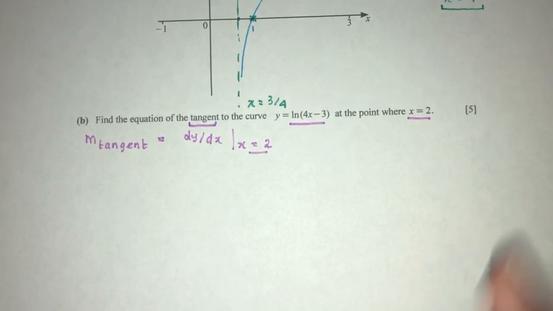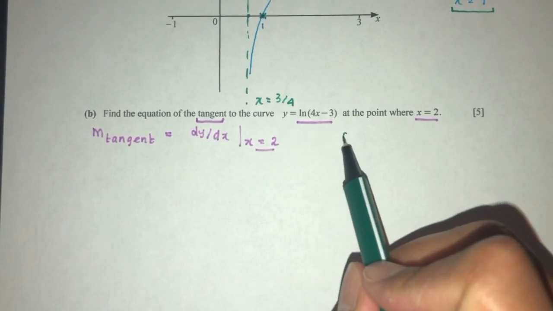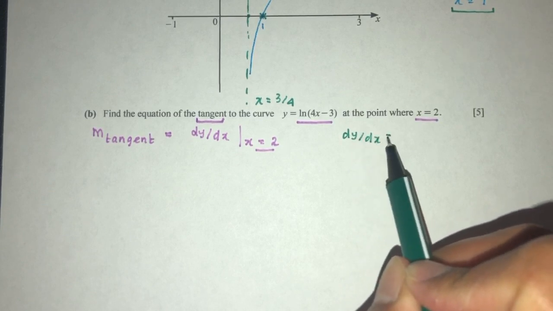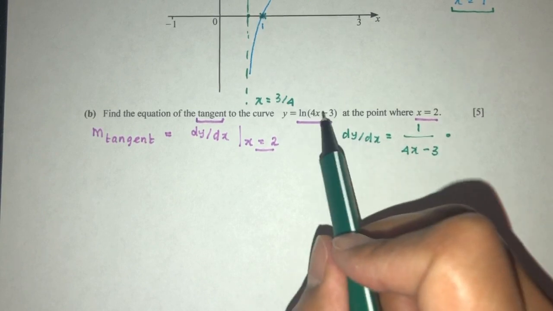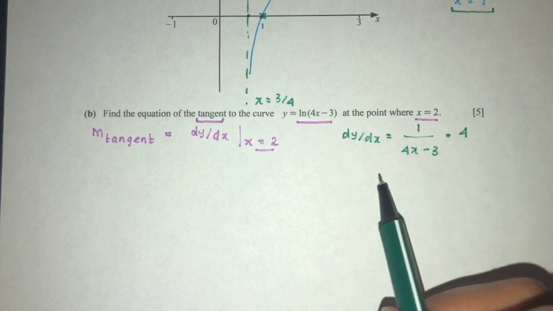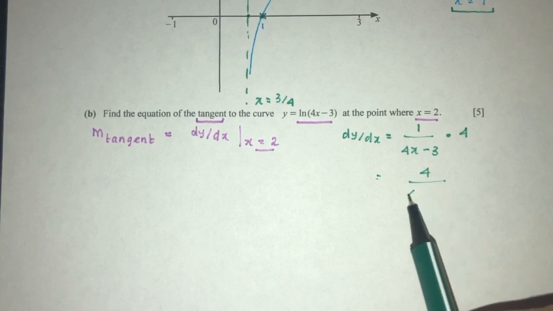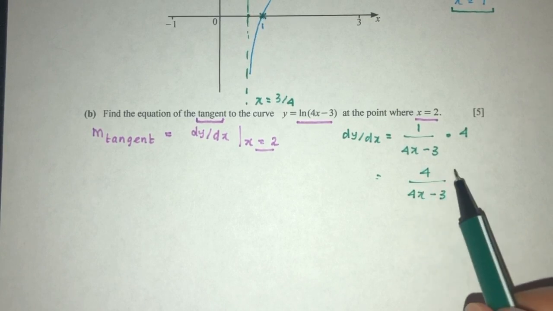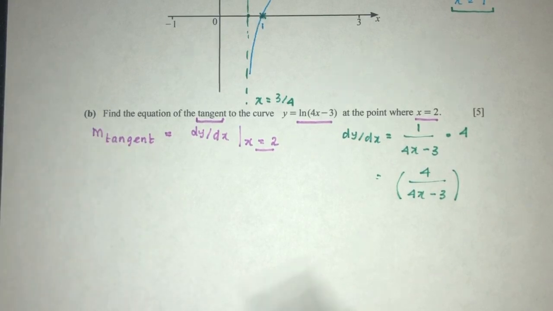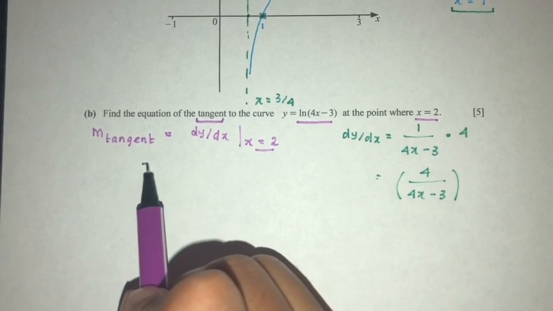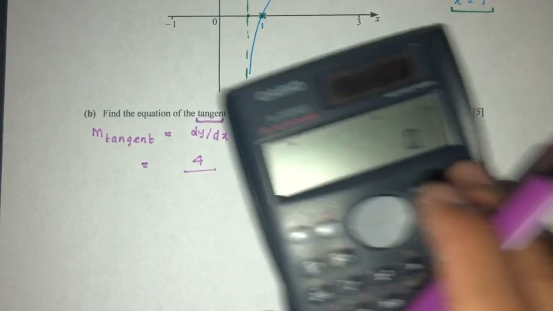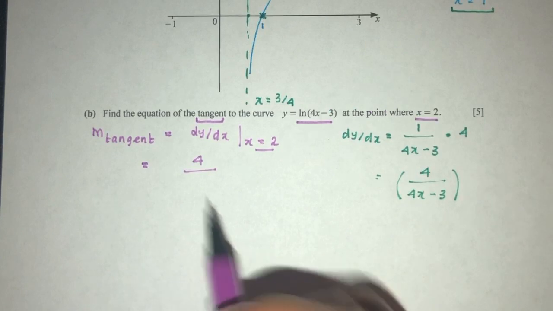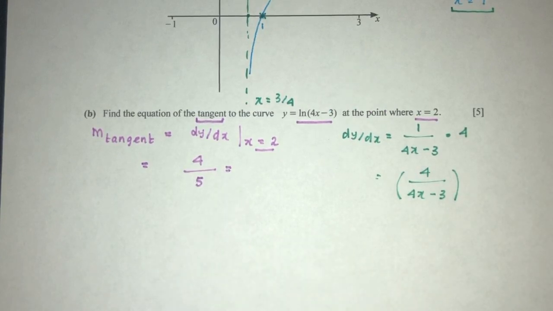So we have to find this value. So let's find dy by dx. So here we have y, so dy by dx will be what? That will be 1 over 4x minus 3, then multiply by d by dx of this value, that should be 4. So you will have 4 over 4x minus 3. Now replace the value of x by 2 here, you will have what? 4 over 4 times 2 is 8, 8 minus 3, so let's try. 8 minus 3 will be 5, so 5 right here. That should be the value of your gradient of tangent.